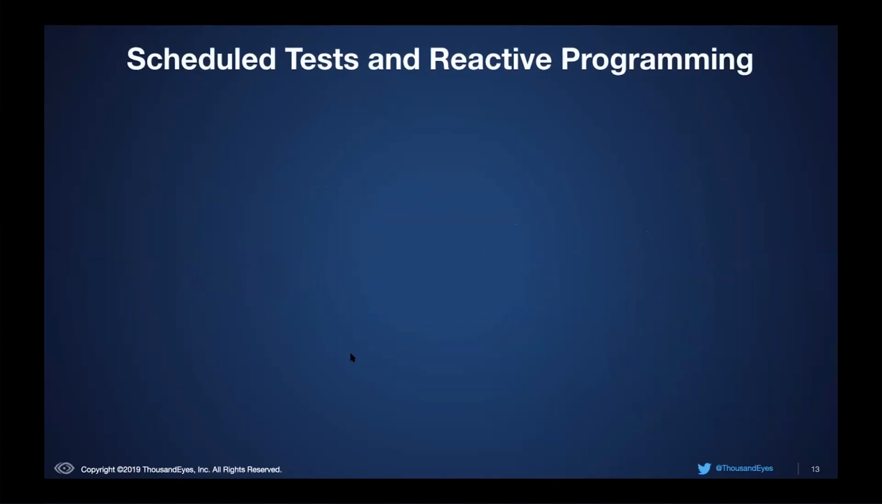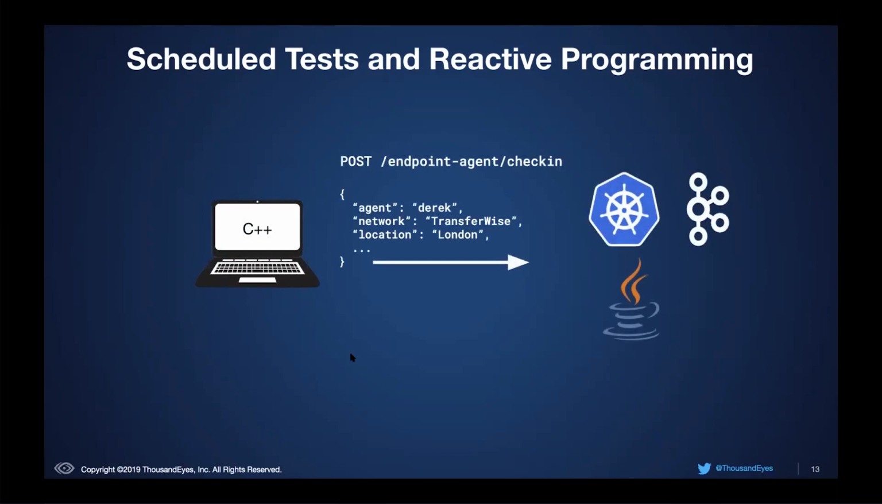So let's take a look at how we're able to do this. I first want to explain some of the interactions between the endpoint agent and the backend. One of the most important things that the endpoint agent needs to do is check in with the backend. What this means is that the endpoint agent will periodically poke an endpoint in the backend and say, hey, I'm currently connected to the TransferWise network, or my current location is in London. You can think of this like a heartbeat. It's effectively the agent submitting its most recent state to our backend.